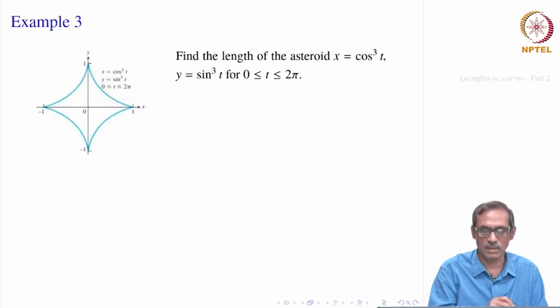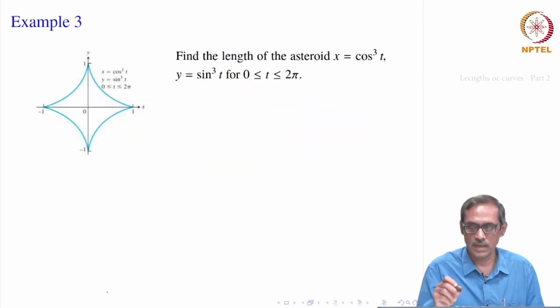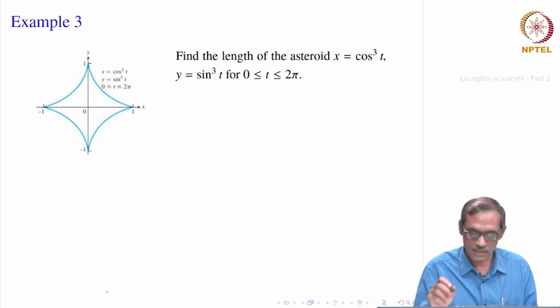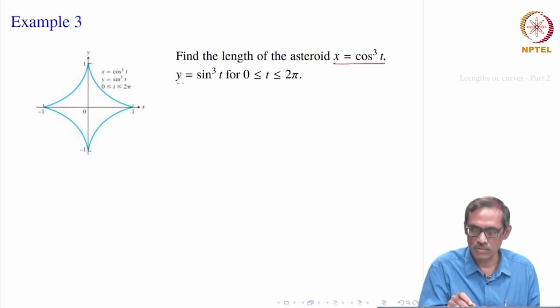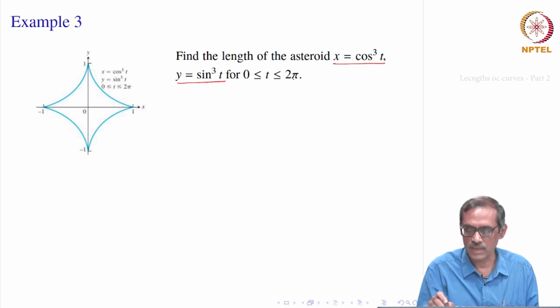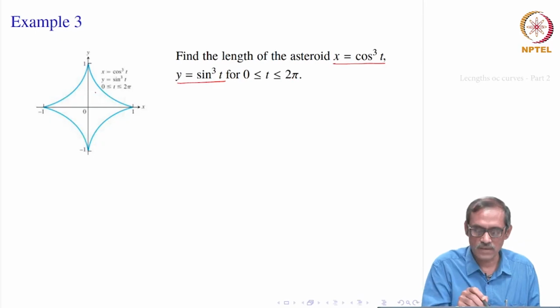Let us take one more example. Here we want to find the length of the asteroid. Its name is asteroid, which is given in parametric form x equal to cosine cubed t, y equal to sine cubed t, where t varies from 0 to 2 pi. If you plot it, it looks something like this. It has now 4 petals, one in each quadrant.